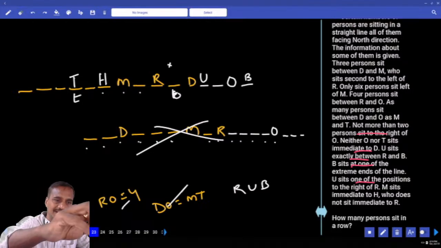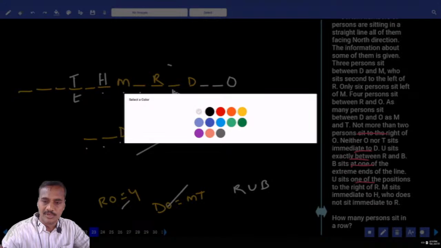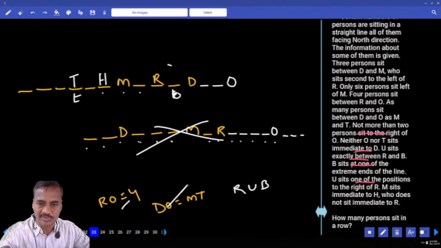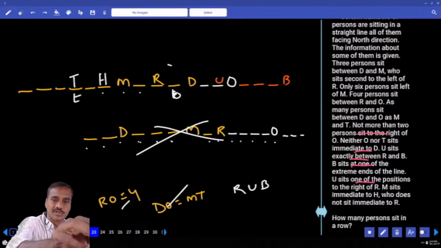That is one possibility. Then another case. And what is the other case we can have? Can we have U at this place? U can be here, R and U, there are 3. Now there are 3 persons between U and B. Then B must be here. Why can't this be your answer? Not more than 2 persons to the right. Hence you cannot have U at this place. As U cannot be here.